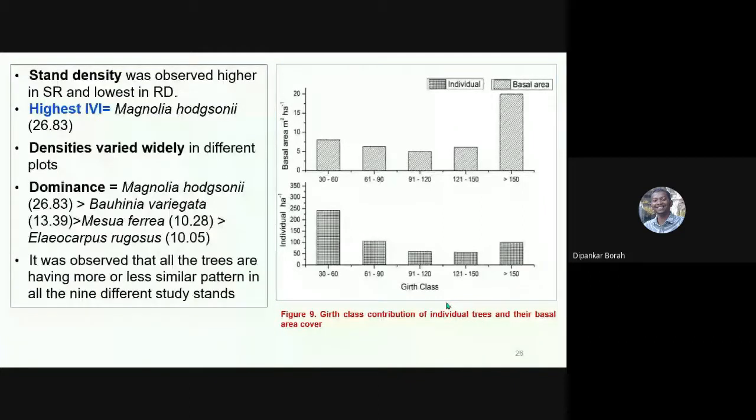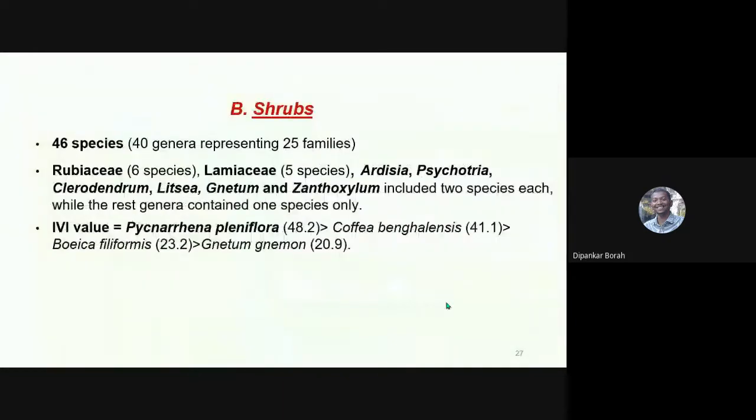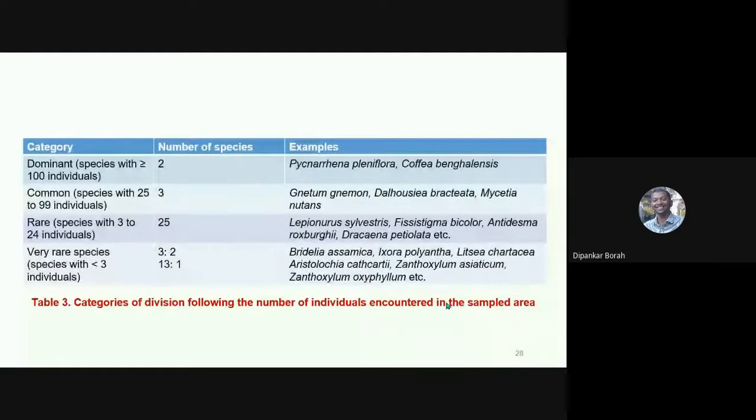Figure 9 shows the GBH class contribution. The GBH class more than 150 centimeter showed the highest basal area, and the GBH class 30 to 60 centimeter showed the highest number of individuals. 46 species of shrubs are recorded, falling under 40 genera and 25 families. Rubiaceae was the most dominant family. The IVI was highest for Pycnarrhena planiflora. 2 are dominant, 3 are common, 25 are rare, and 16 are very rare.